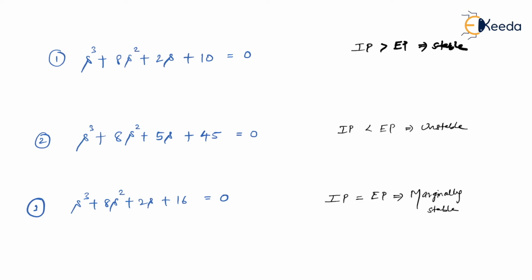Or you can say critically stable, where poles are lying on the j omega axis, etc. So how to take the internal product? Look at this. 8 multiplied by 2. So I'm just taking the coefficients. So 8 into 2 gives you the internal product. Over here we have by default 1.